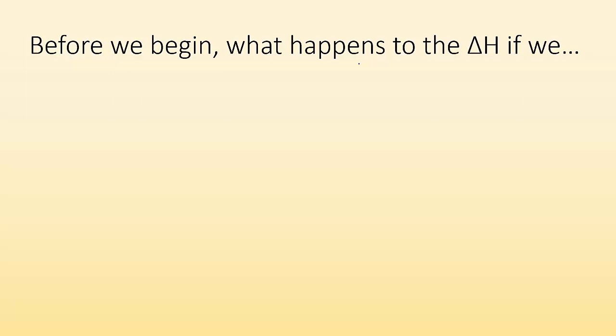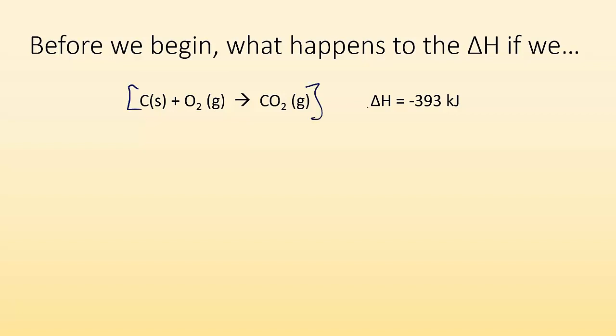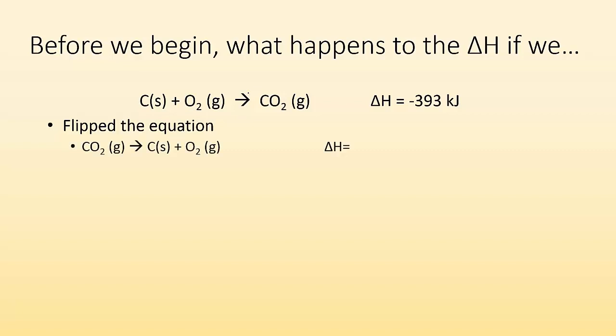Before we begin, I want to talk about what happens to the delta H if we do a couple of things to the equation. Let's say this was my equation. I have this reaction, and it tells me the delta H for that reaction is exactly this, right? What would happen to the delta H if we flip that equation? If instead of carbon solid reacting with oxygen giving me CO2, it was the reverse of that? Well, if the forward reaction gives me negative 393 kilojoules, if I went in the opposite way, then it's just going to give me positive 393 kilojoules, right?